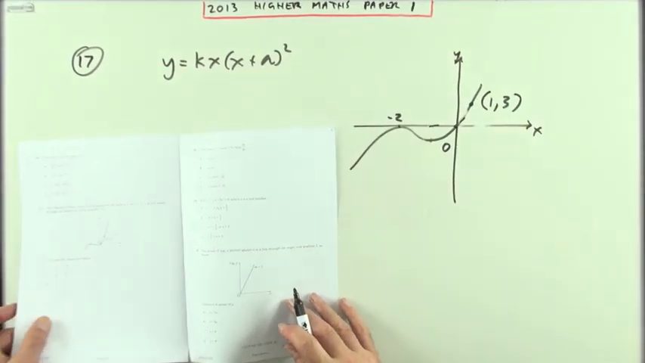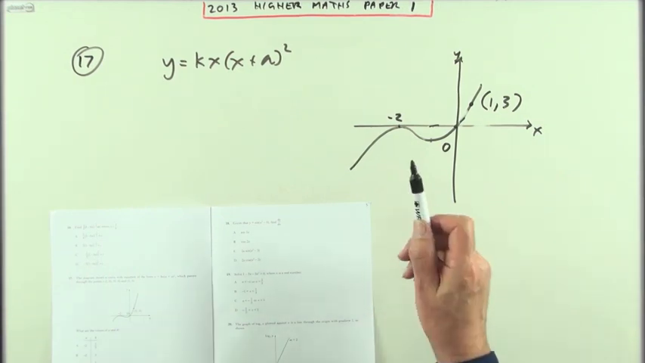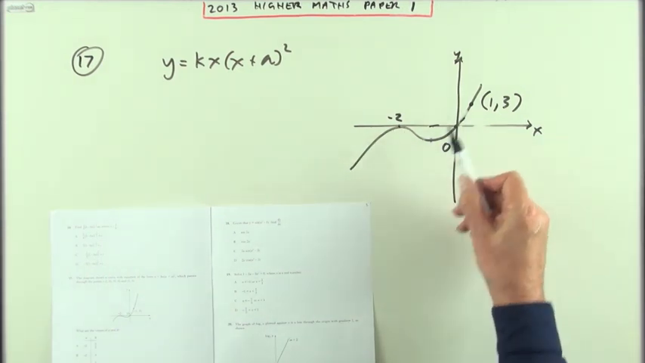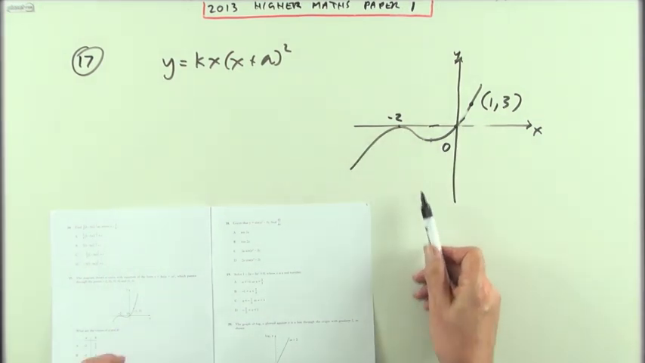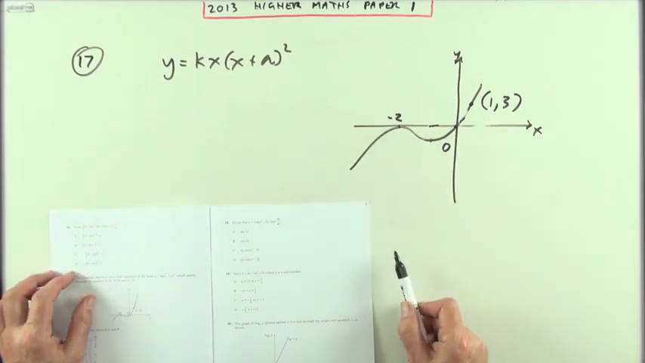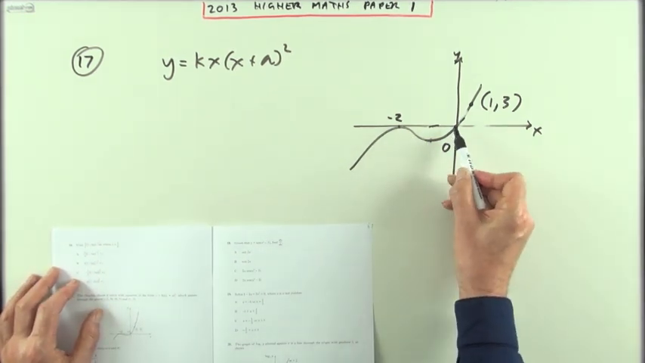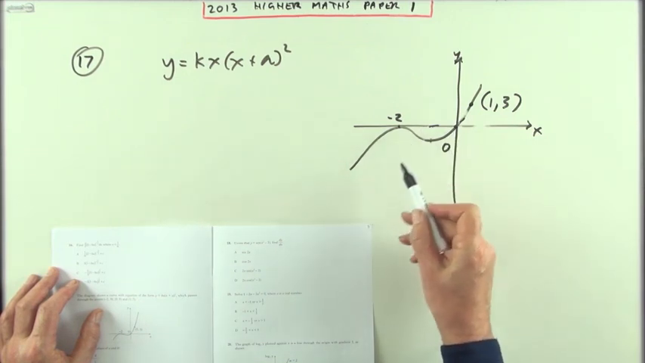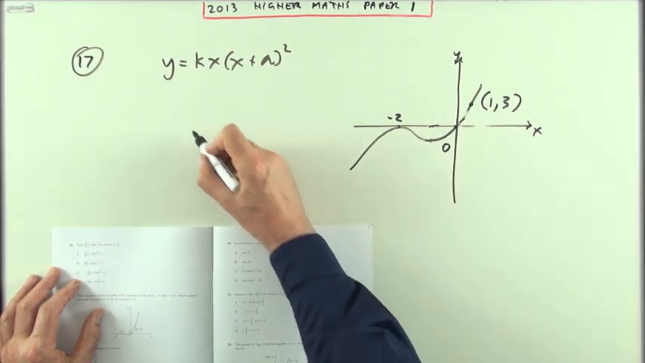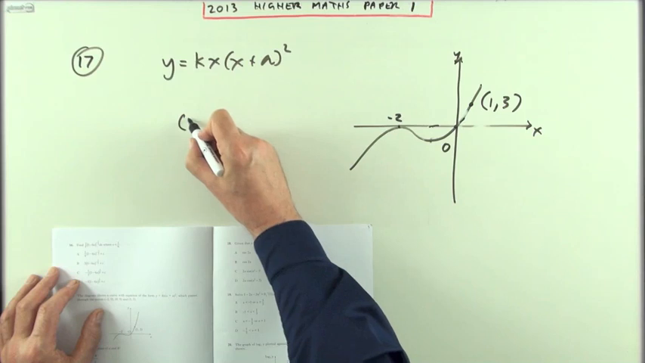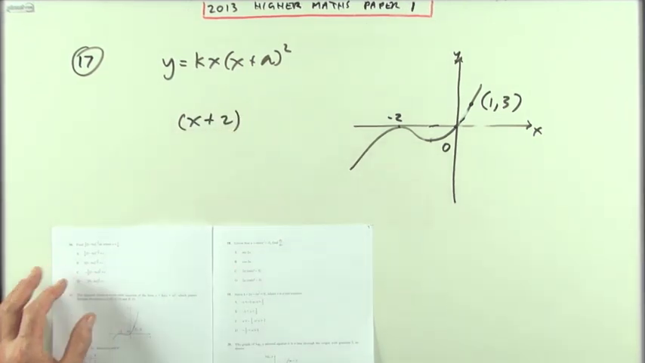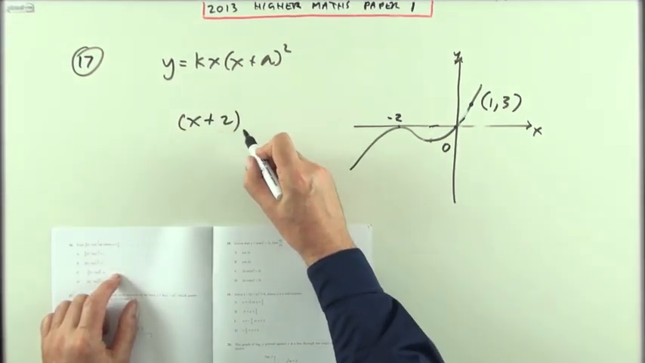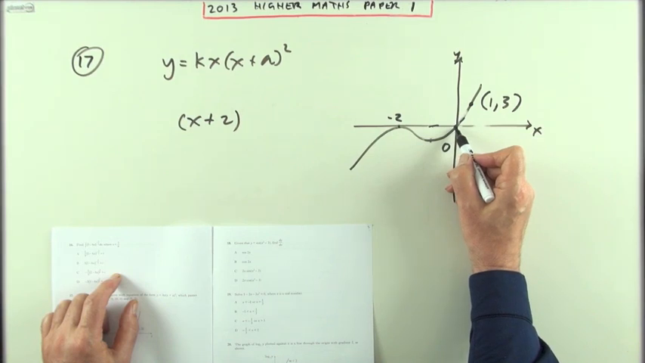Number 17 then, here's the graph of a function. You don't actually have its equation, but you've got these characteristic points on it. You've got where it's cutting these axes. So, from those roots, you could reconstruct the factors that produced them. So this root here must have come from an x plus 2, and this root here must have come from just an x minus 0.